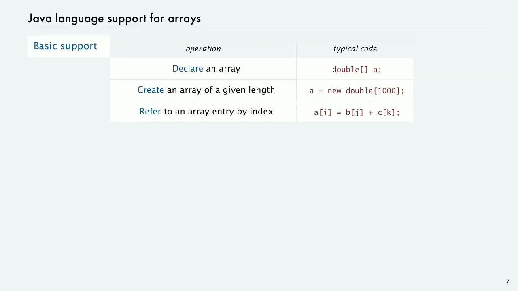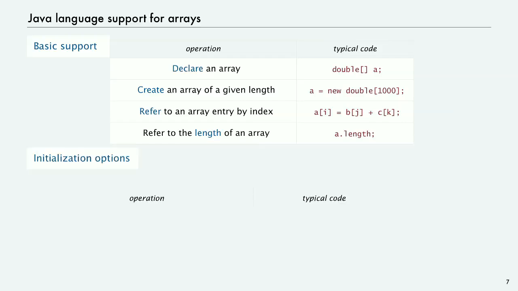To refer to an array entry by index, we already went through that. You just use the array name and then in brackets, anything that evaluates to an int. To refer to the length of the array, you just say a.length. In lots of programs that we write, we want to be able to refer directly to the length of the array. Now, the most complicated thing is getting started, and so we'll look carefully at each of the ways that you might want to initialize an array.